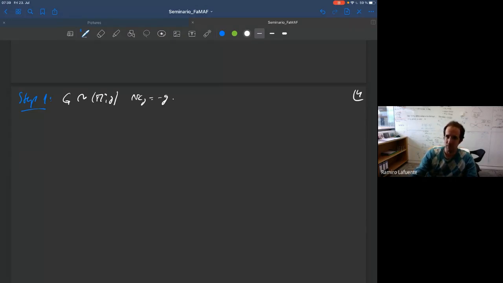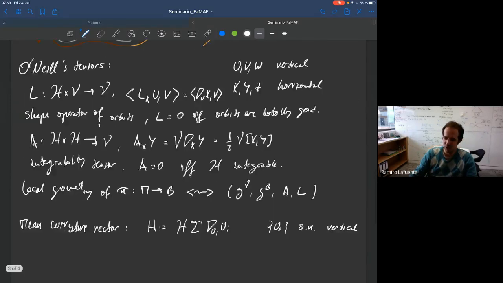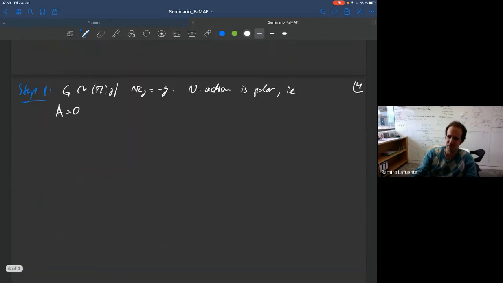In step one, we're going to prove that the N action is polar. Namely, that the A tensor is zero, but not for the submersion that I just talked about. I actually have to consider the submersion, which I call pi N, given by the quotient by the N action. So let me call this quotient P, because I don't have enough letters.